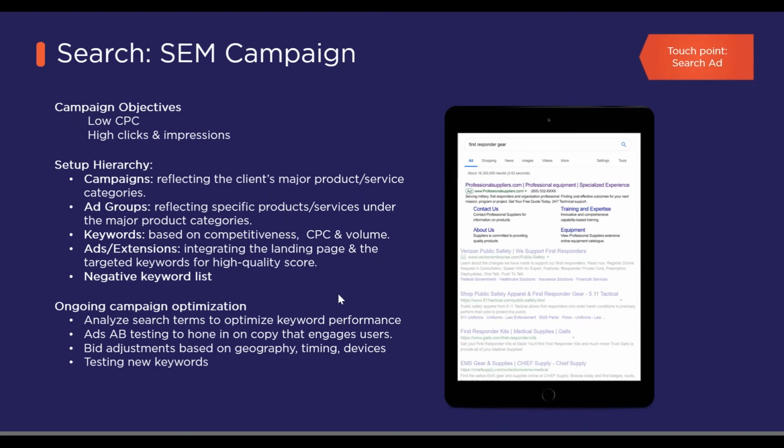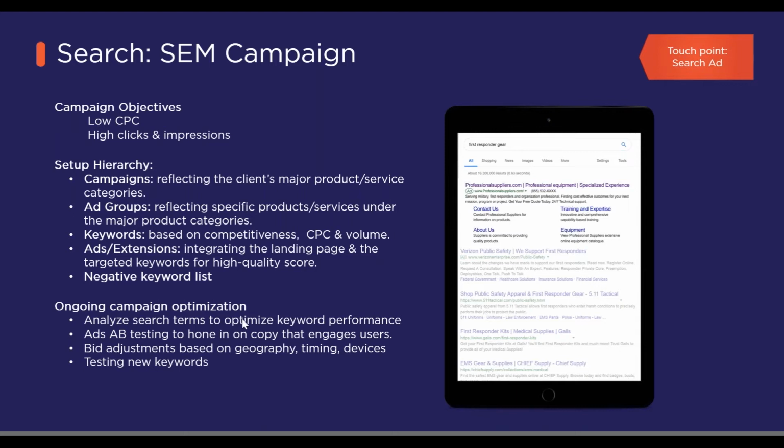So for keywords, they were chosen based on the website copy and an analysis of keyword competitiveness, estimated CPC, and their volume. The text ads and their extensions were carefully crafted based on content on the landing page and the targeted keywords to establish a high quality score.